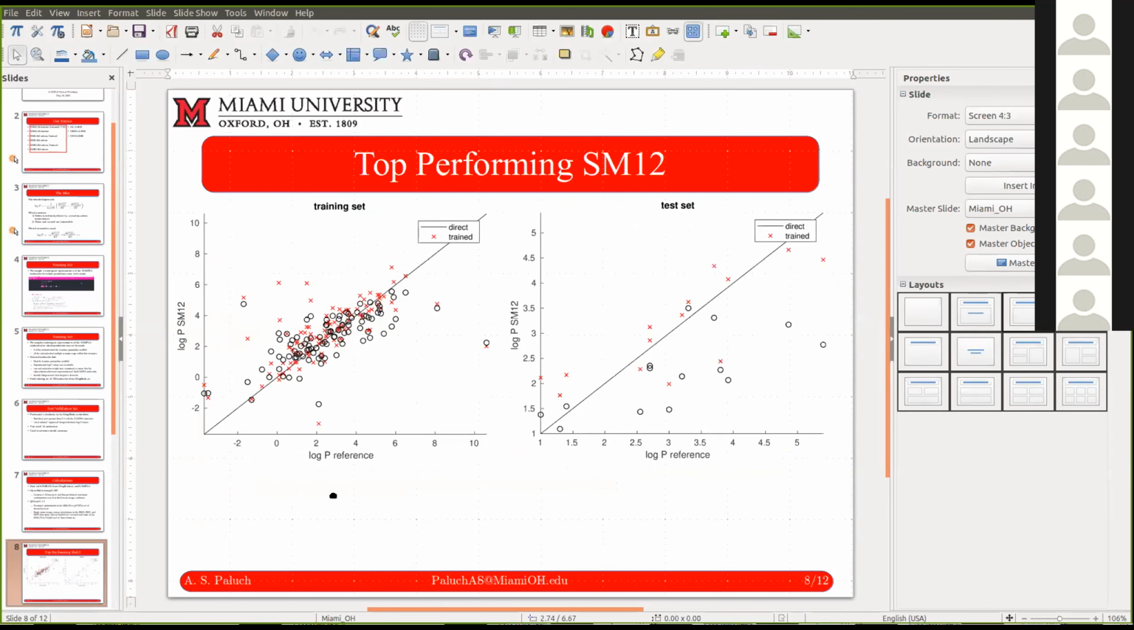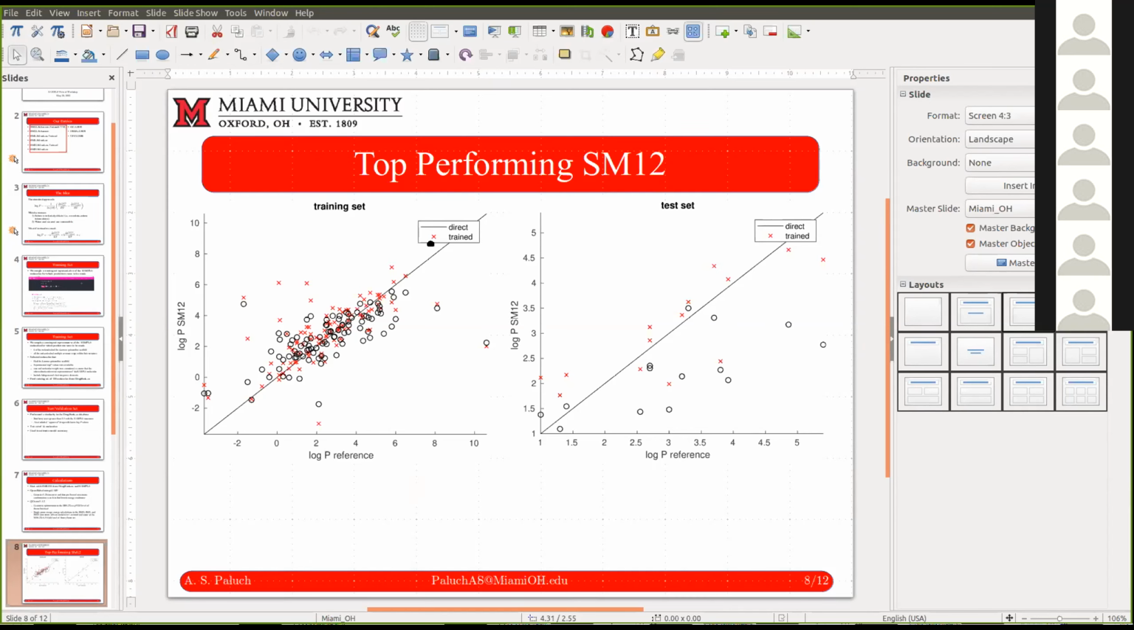To be honest, part of me almost feels like we got lucky. The first plot here on the left is our logP predictions using SM12 versus our reference data. What I have listed here is direct and trained. Direct is actually the circles; my MATLAB legend's a little off. And then the X's are trained. Direct would be just directly taking differences in our dimensionless solvation free energies and using that to estimate logP. And then the crosses would be our trained model, where essentially we're fitting those constants A, B, and C to minimize the deviation between our predicted and our model.